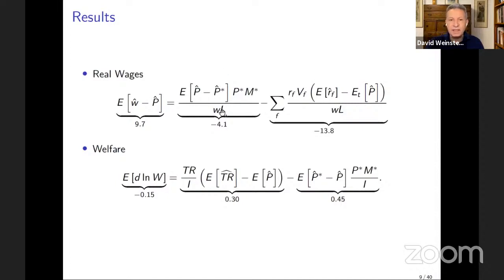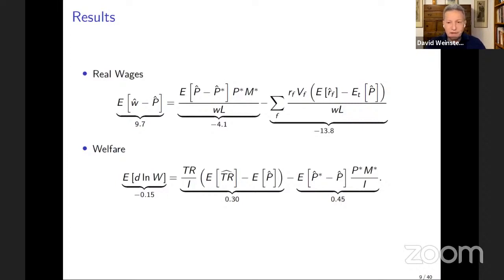The trade war raised relative import prices, and that effect alone would have tended to cause real wages in the US economy to fall by 4.1%, because firms are now having to pay more for imports. But there was a much larger negative movement in the returns to specific factors that we saw from the last plots. This term over here is minus 13.8%, and since you're subtracting a negative number, you're adding it in to this equation, and that gets us our expected real wage movement.